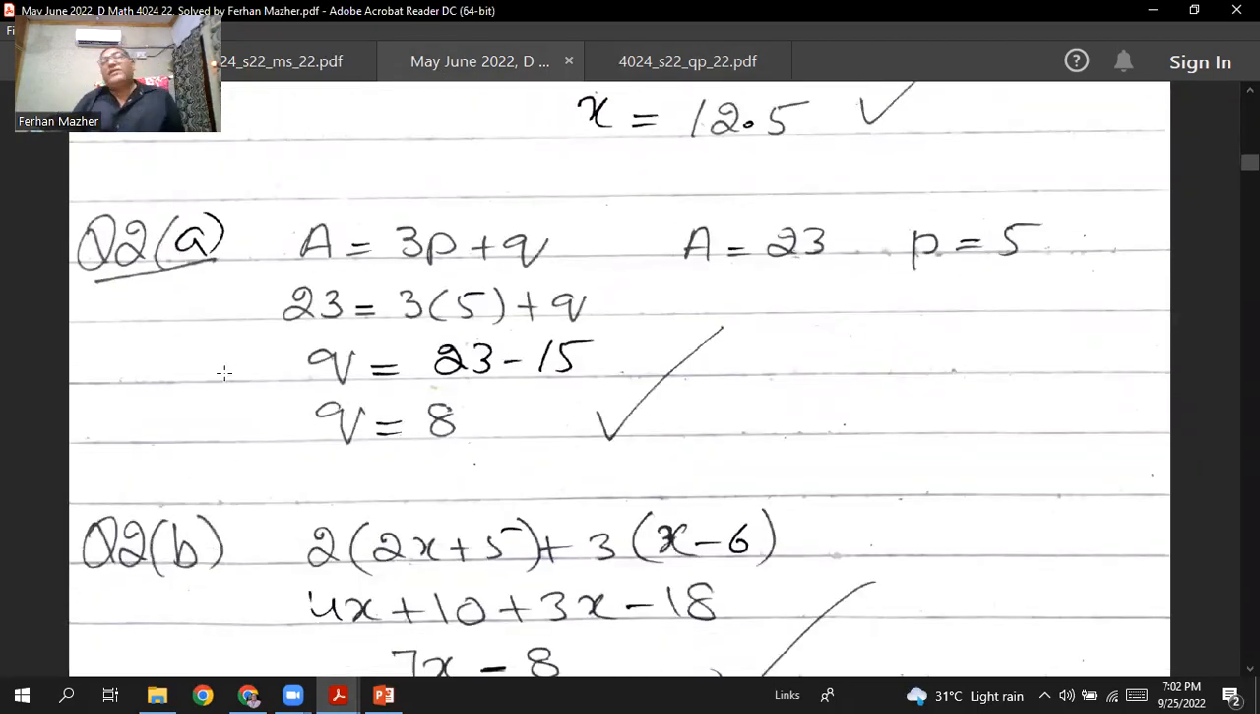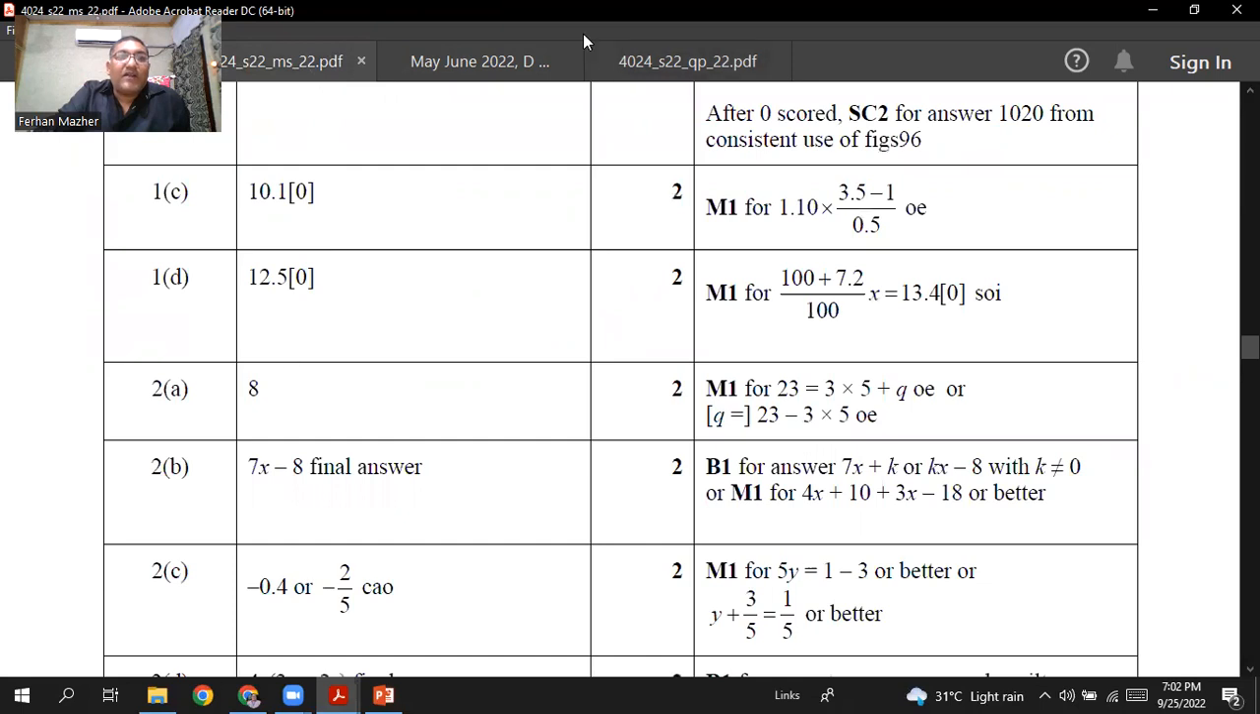So A equals 3P plus Q. So substitute A with 23 and substitute P with 5. So you will have 23 equals 3 into 5 plus Q. So Q will be equal to 23 minus 15, and Q will be 8. So for the A part, 8 is the right answer, sir.